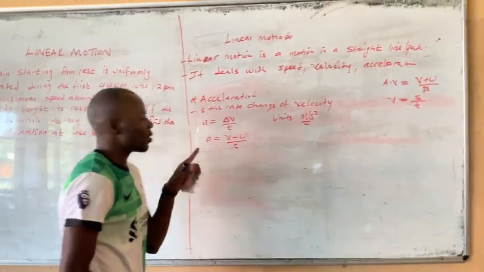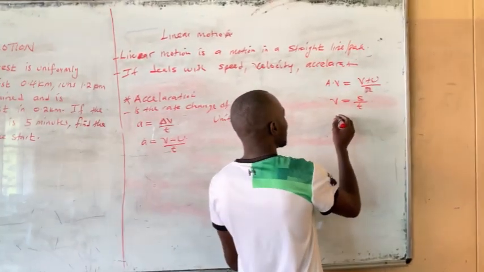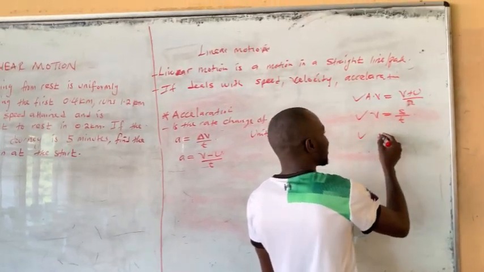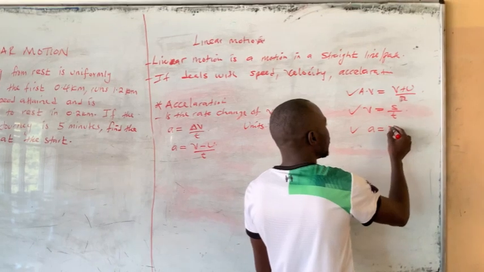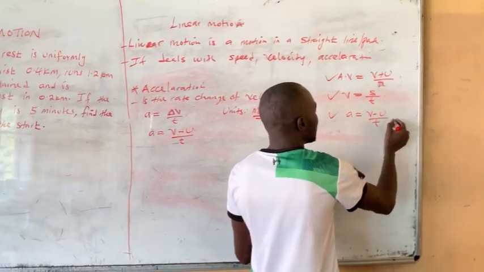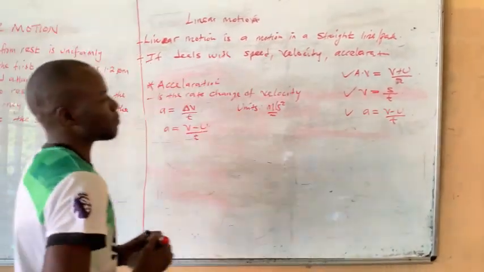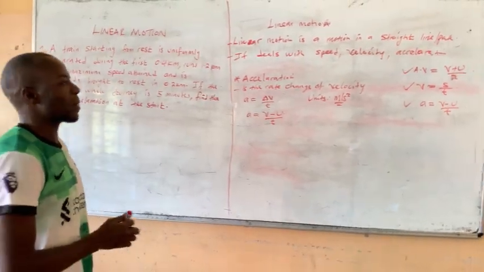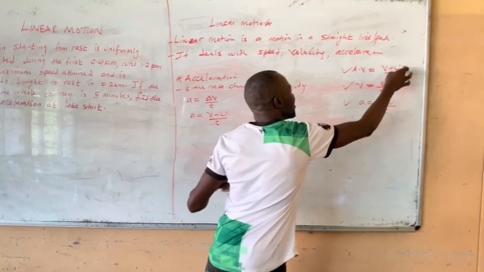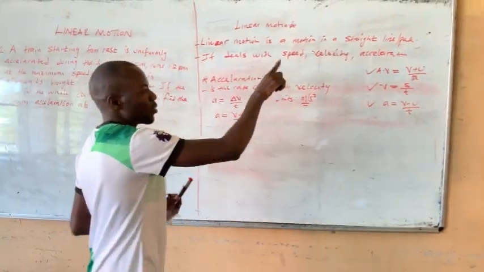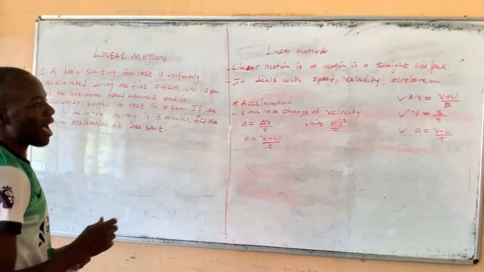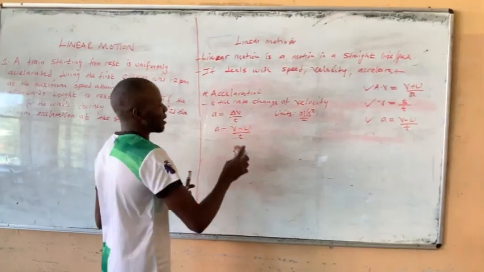So we also have another equation which we can put. Let's put another one for acceleration. Acceleration is equal to v minus u over t. Now I want us to do this: we have this equation and that one, and I want us to combine those equations.